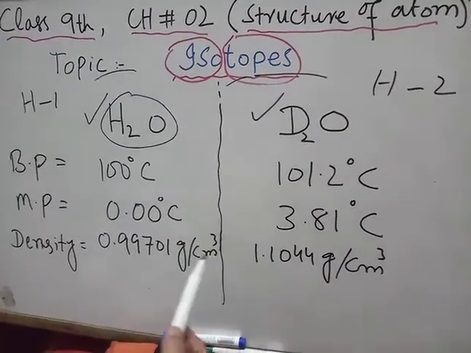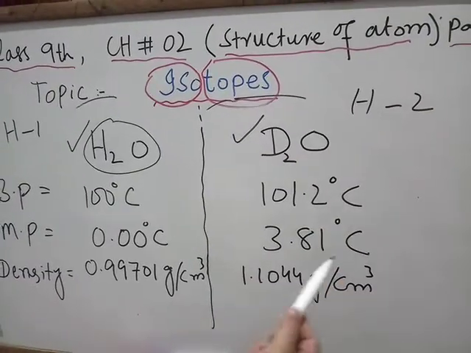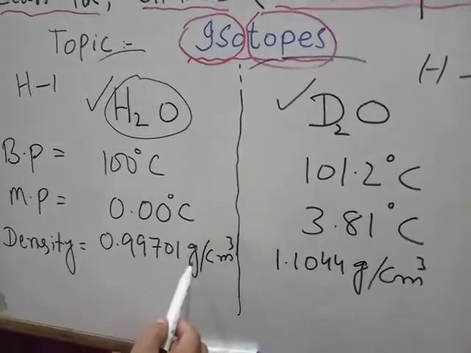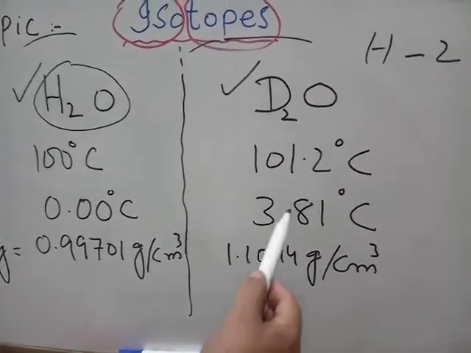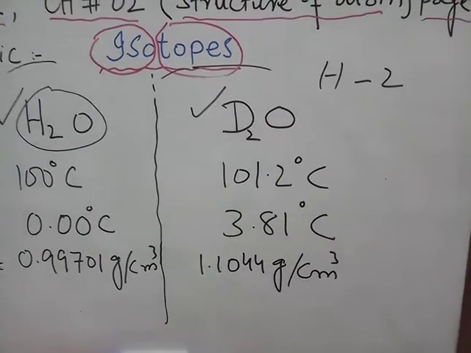The melting point of ordinary water is 0.00 degrees C, while that of heavy water is given in your book in tabular form. You can also check there. 3.81 degrees C is greater. Density is 0.99701 gram per centimeter cube, while that of heavy water is 1.044 gram per centimeter cube.